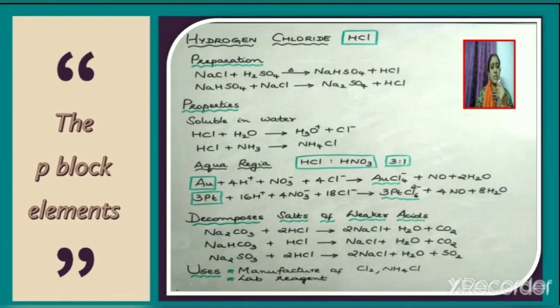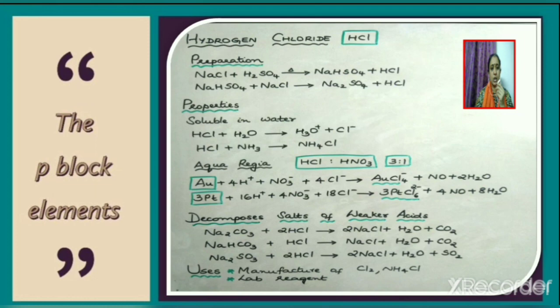Next we shall discuss hydrogen chloride, HCl. How is it prepared in the laboratory? It is prepared by the reaction of sodium chloride with sulfuric acid. When sodium chloride is heated with sulfuric acid, first we get NaHSO4 and HCl. NaHSO4 then reacts with sodium chloride to give sodium sulfate and HCl.